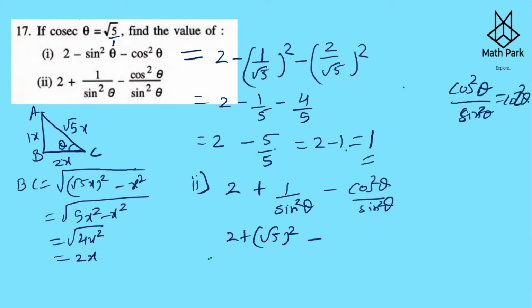So cot theta is, so which is going to be cot theta upon opposite, that is 2 upon 1 and then the square of this. So we have this as 2 plus 5 minus 4. So 2 plus 5, that is 7 minus 4, which is equal to 3 is the final answer.